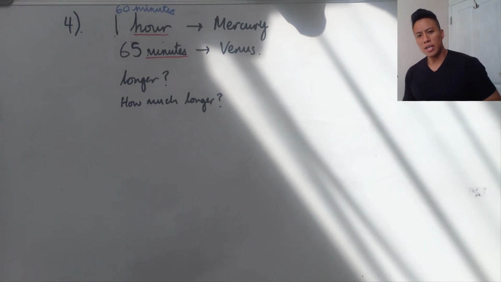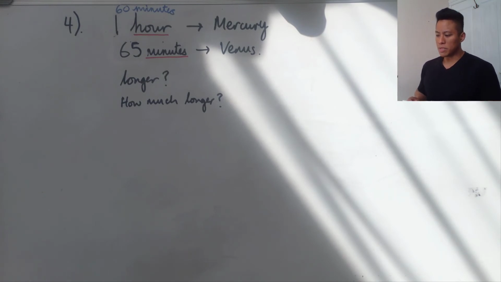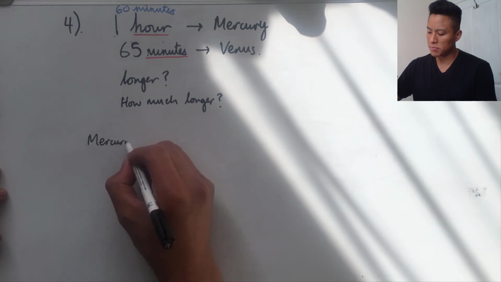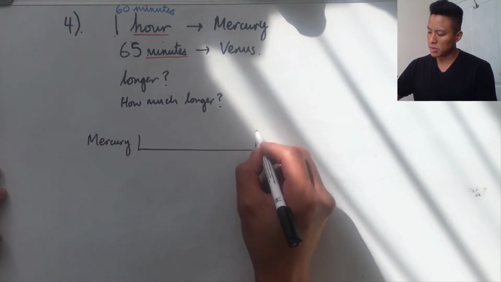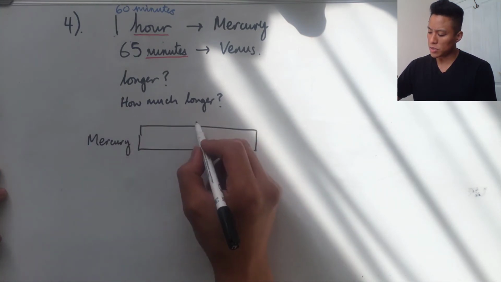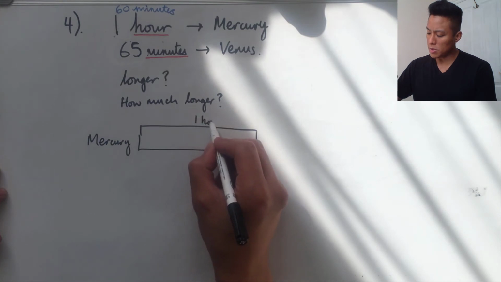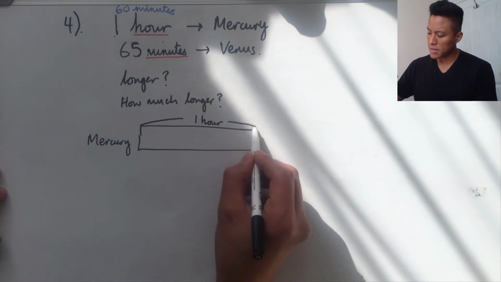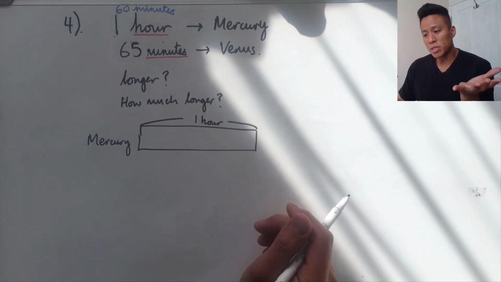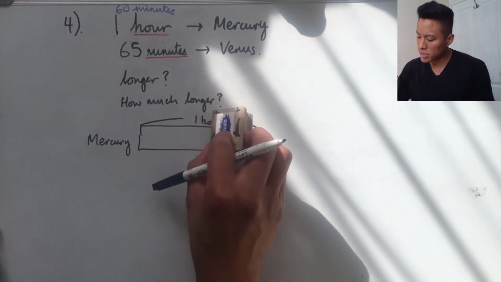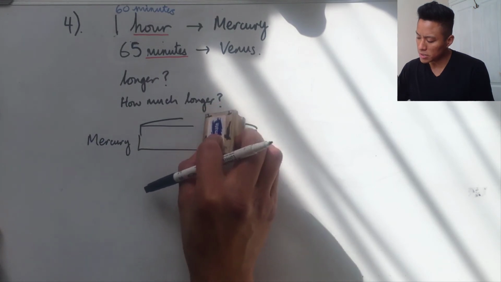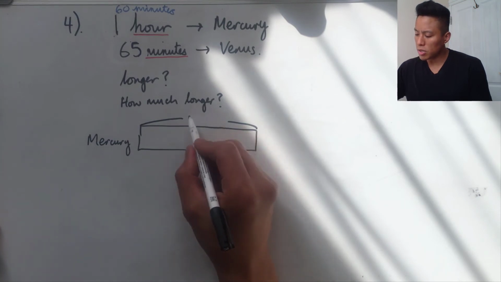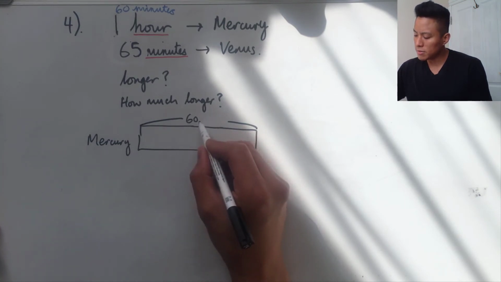Well, let's draw our lovely bar models. You know I love bar models. Here we go. I'm going to say our trip to Mercury is here. Mercury. Let's call that 1 hour. Yep. But now, because we know special information, that we've got to convert it into minutes so that they're all the same unit of measurement, we're going to write down 60 minutes.